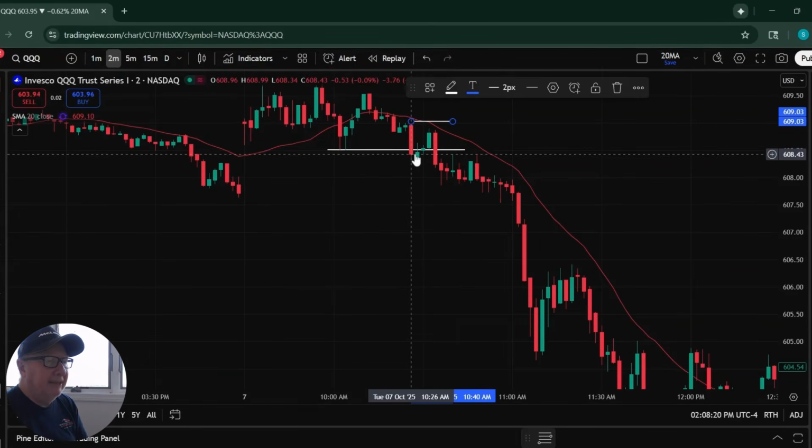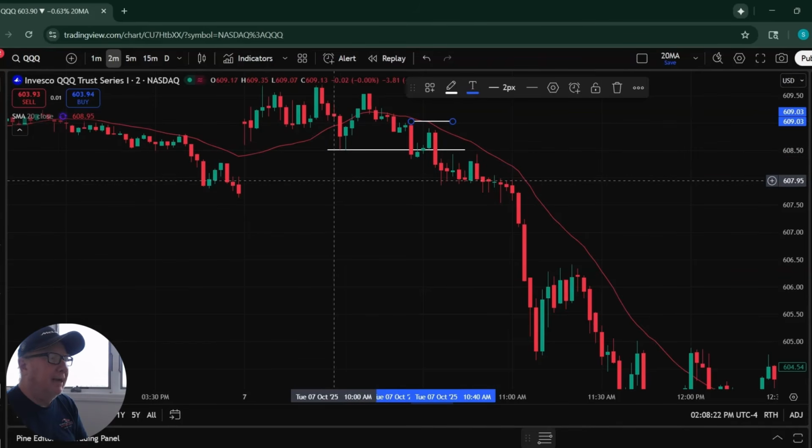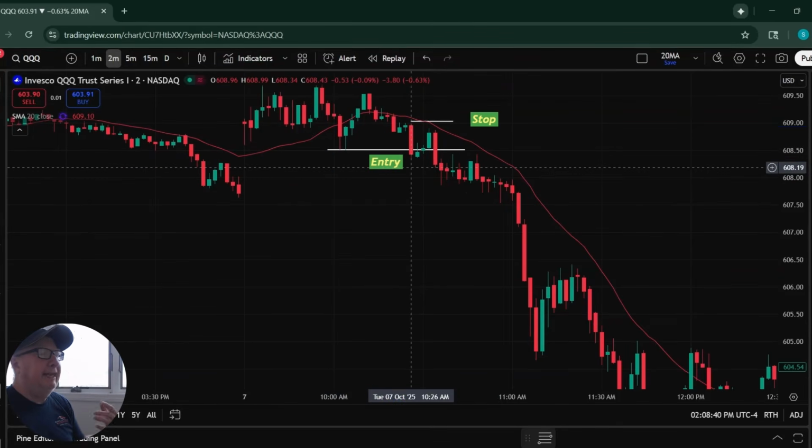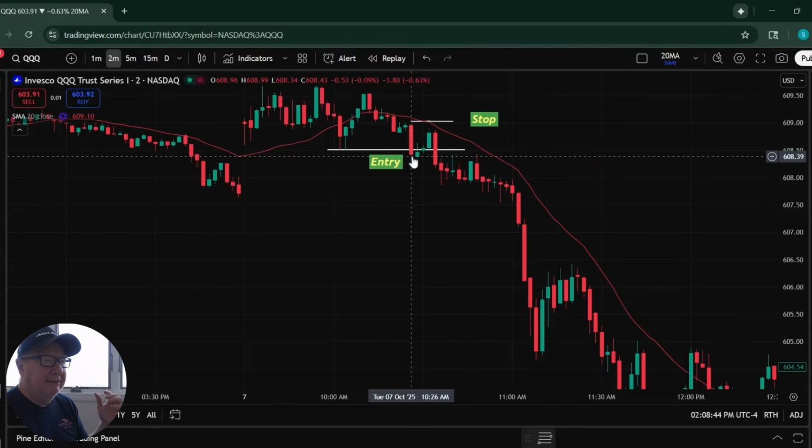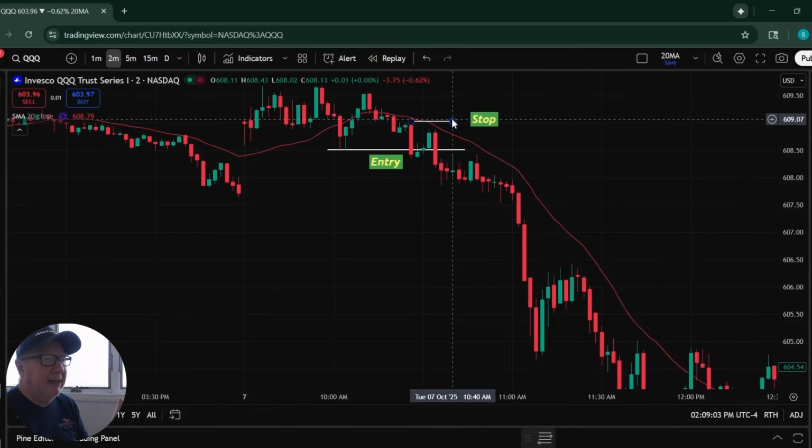And my entry is in the bottom of the power bar. I want to take that position close to the time the power bar is ending. On a 2-minute chart, I'm looking at the last 10 to 15 seconds. I'm fine to take it at the end of the power bar. The reason being, I want to make sure it's a power bar, right? And then that's the stop for me, above the power bar.